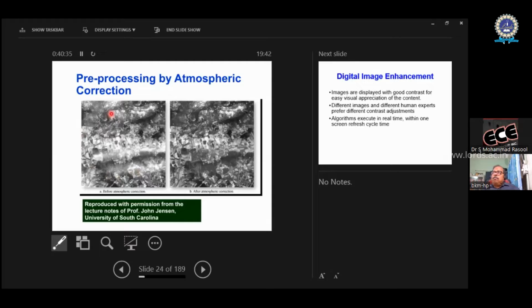Okay, so there are techniques for correcting the images for atmospheric distortions. So the distortions are in the form of collected values, recorded pixel values. So this kind of an image, after correction, it becomes a lot more homogeneous, you can see. This is a corrected image.